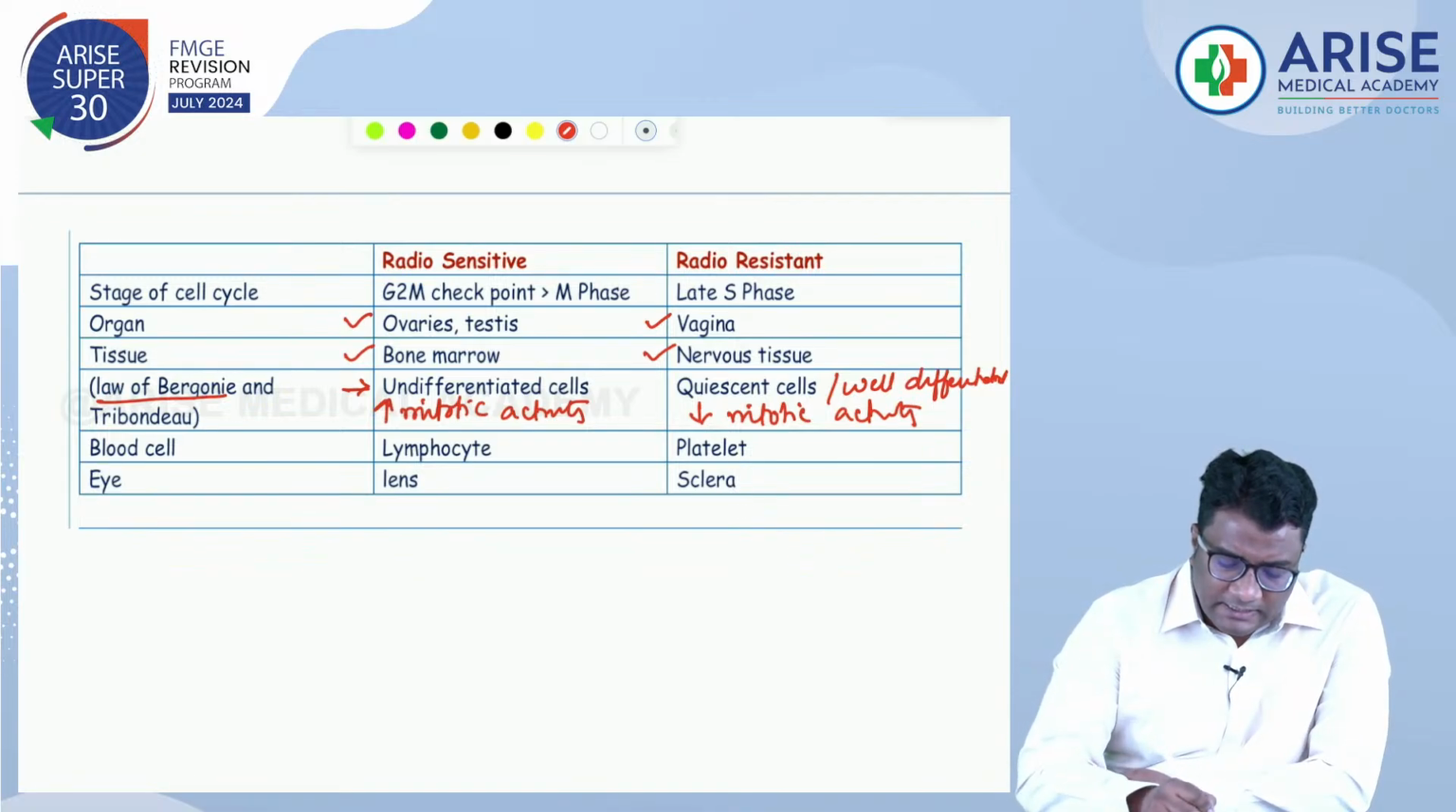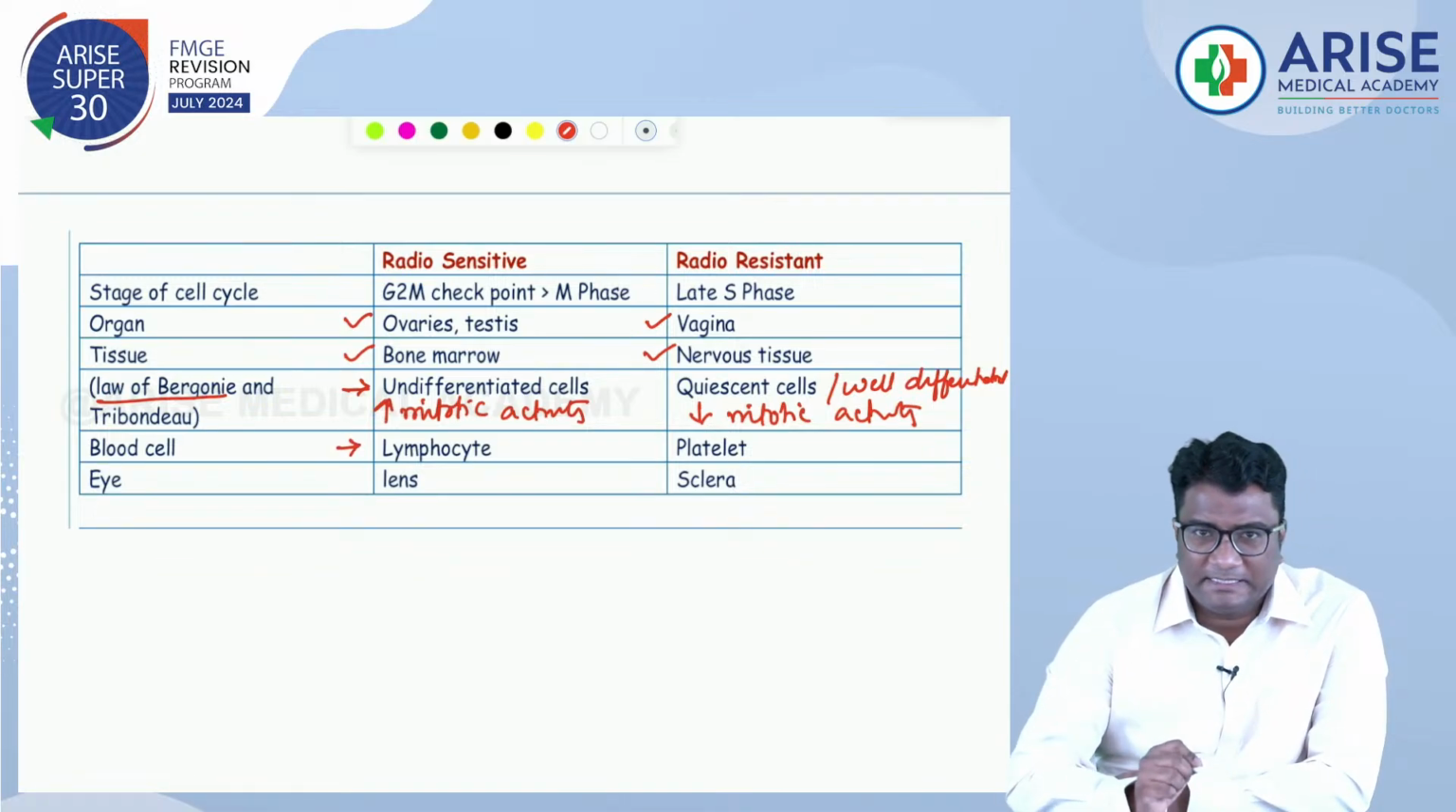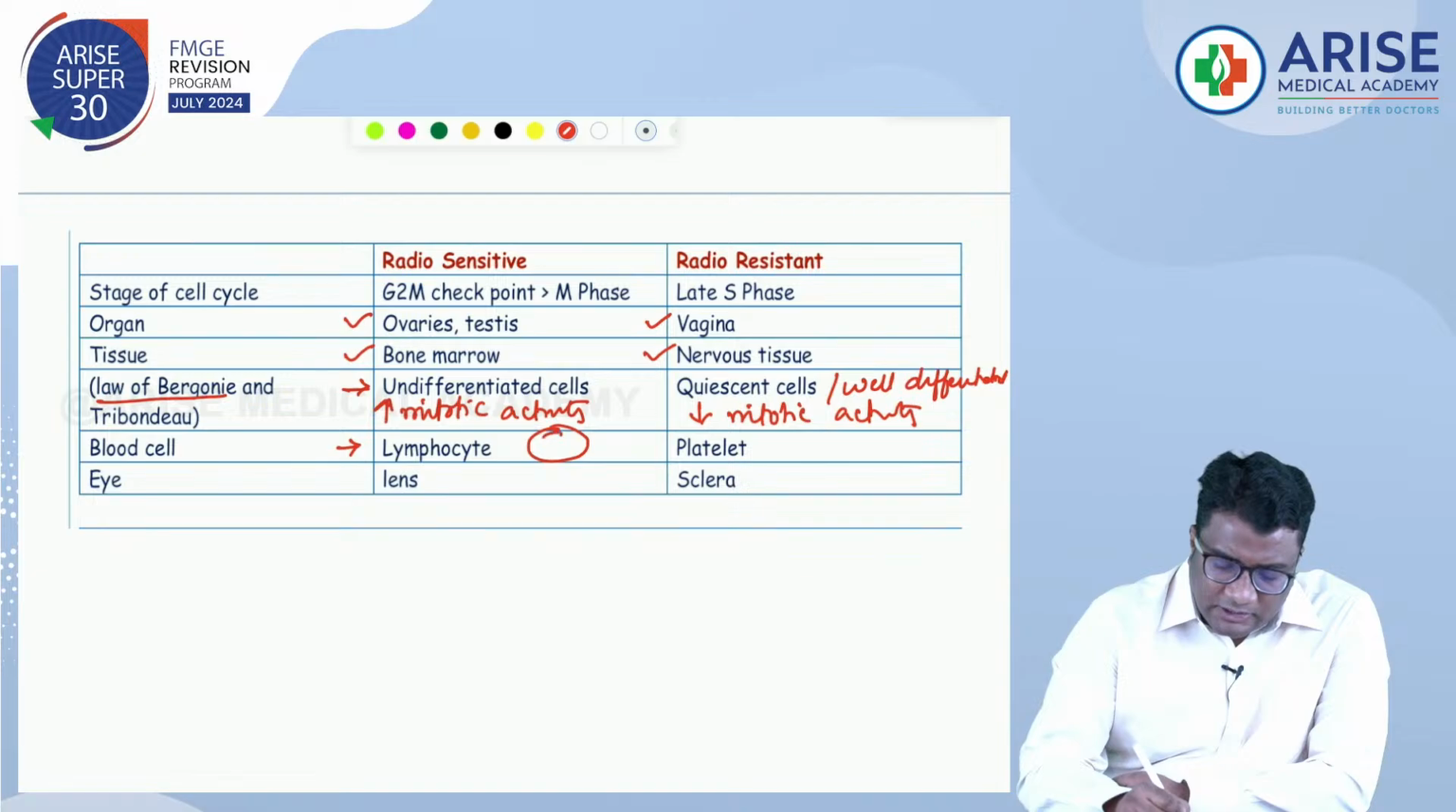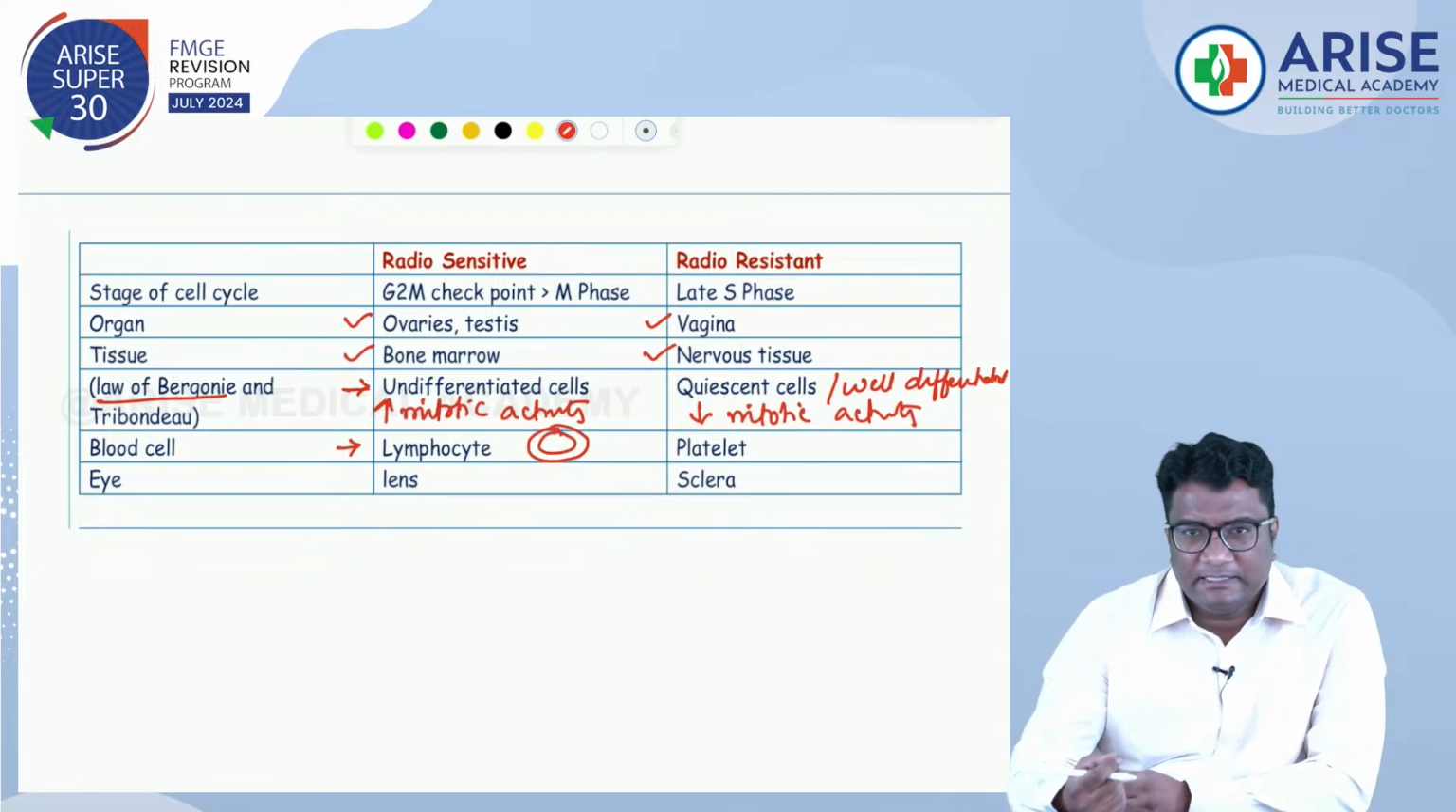Lymphocyte is a radiosensitive blood cell. Lymphocyte has a large nucleus and it will be easily damaged. The DNA damage will be easy when you give radiation. So lymphocytes are radiosensitive. So all the lymphomas, multiple myeloma, which is B lymphocyte, plasma cell in origin, and seminomas, which are having lymphocytic infiltration, all of these are radiosensitive. Lymphocytes are the most radiosensitive blood cells.